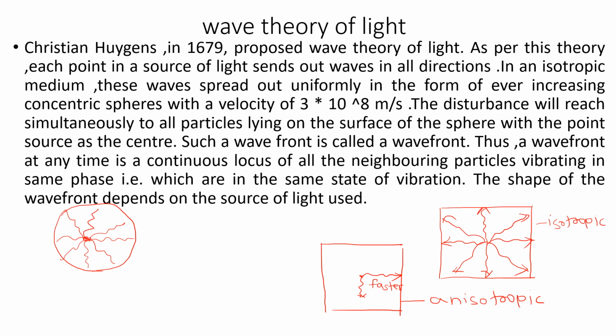These waves will travel equal distance in all directions. What is the distance traveled by these waves in time instant t? In the time t, where the velocity is c, the distance traveled in all directions will be equal to ct.